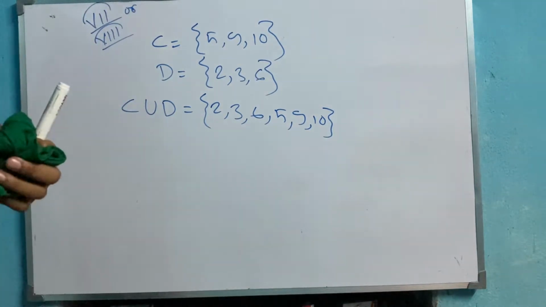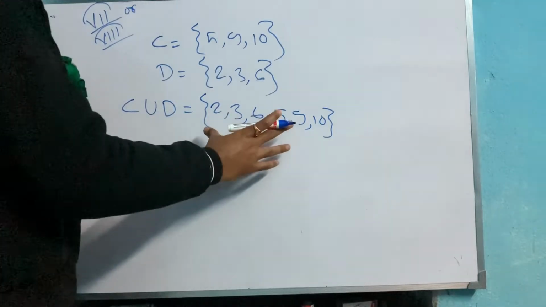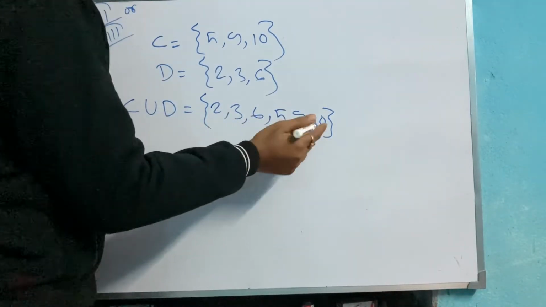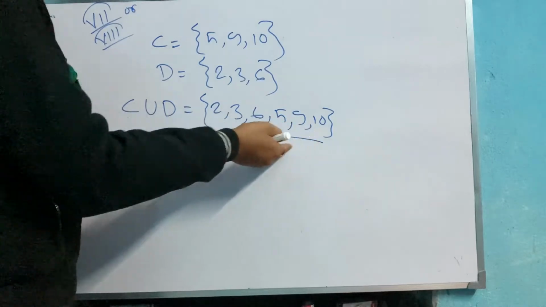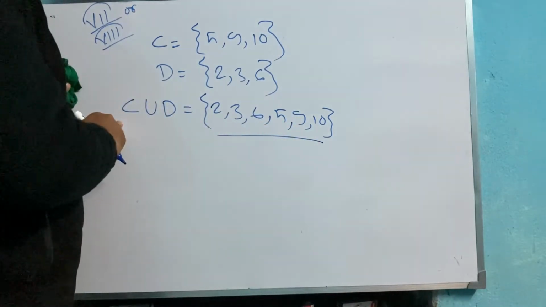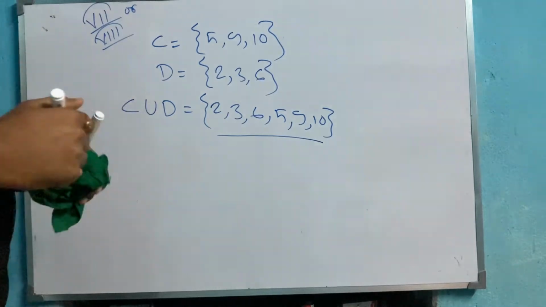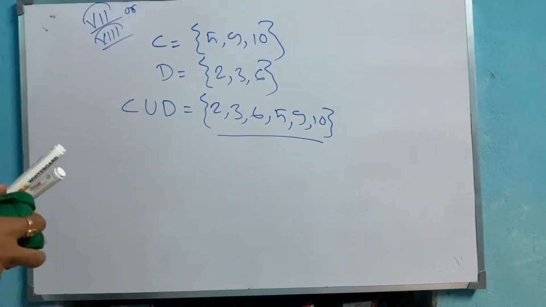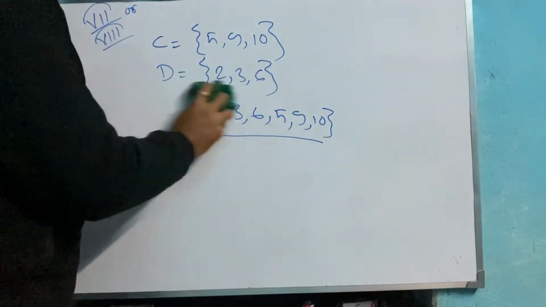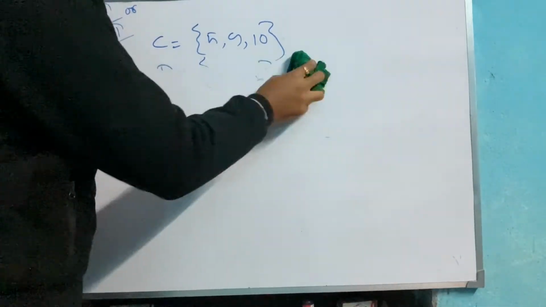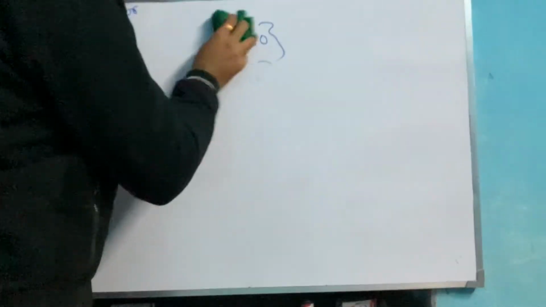What does this mean? This means that these elements may be present in C or may be present in D. That's the union of two sets. Now let me move to the next set operation, the intersection of two sets. Let's learn about the Venn diagram too for this.